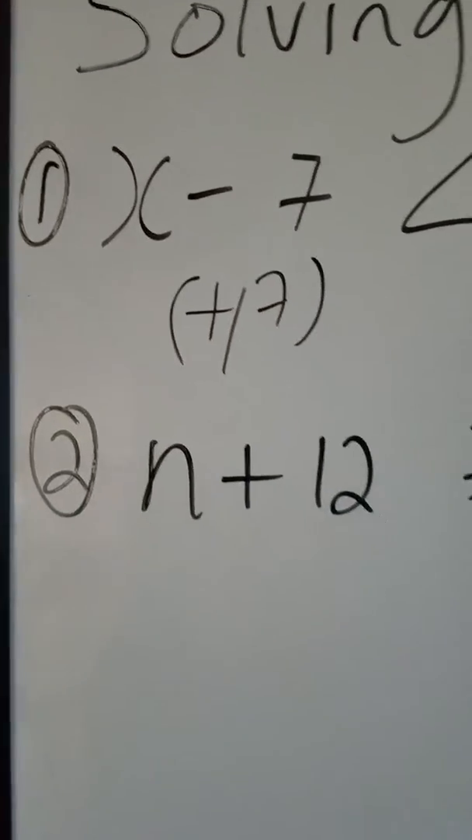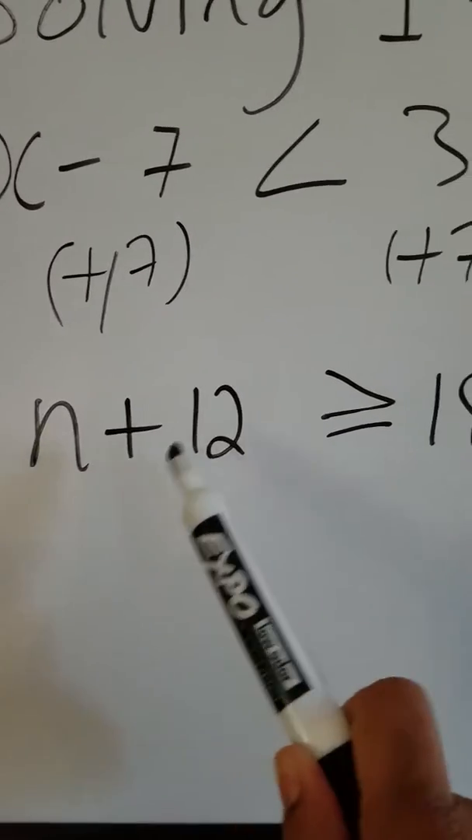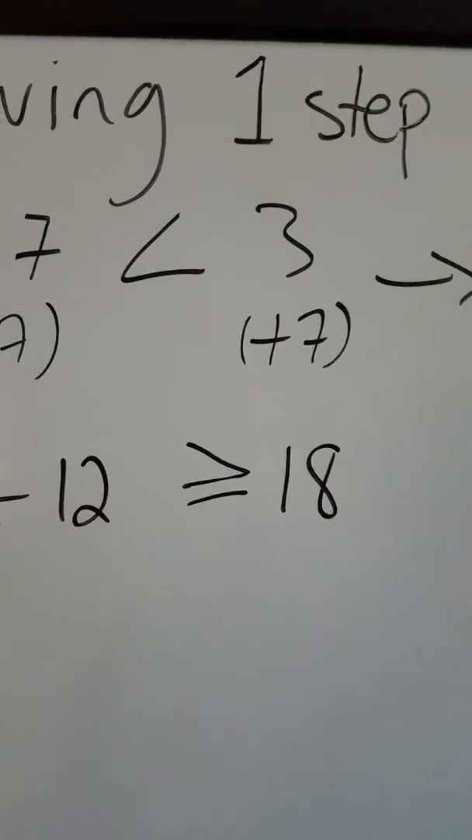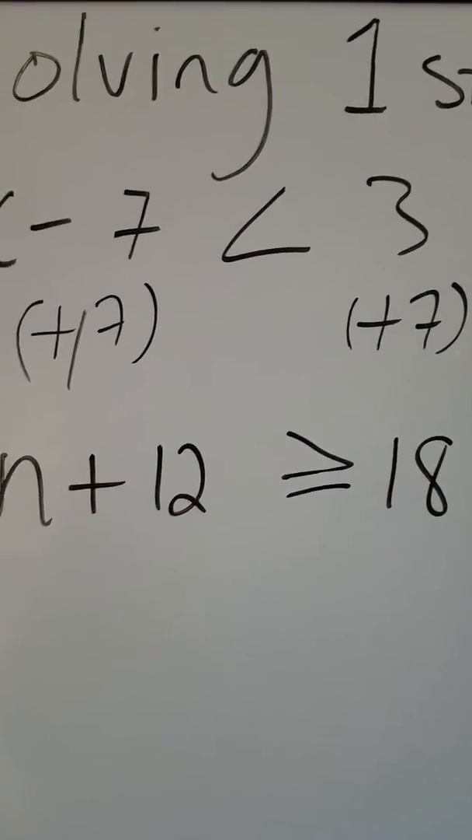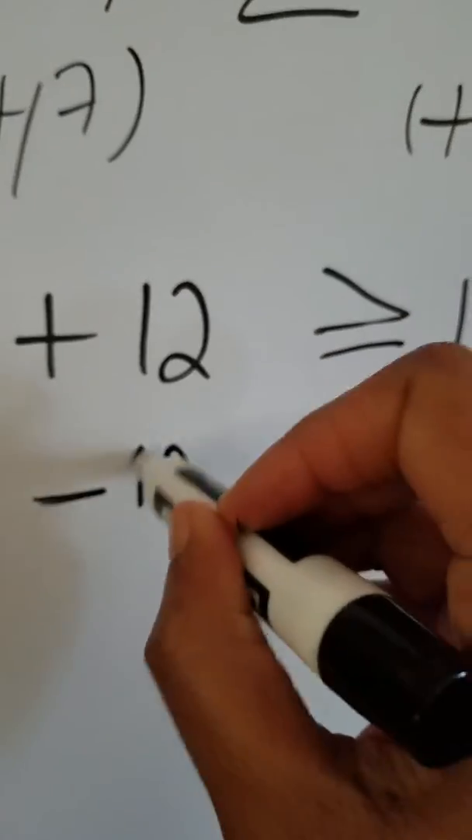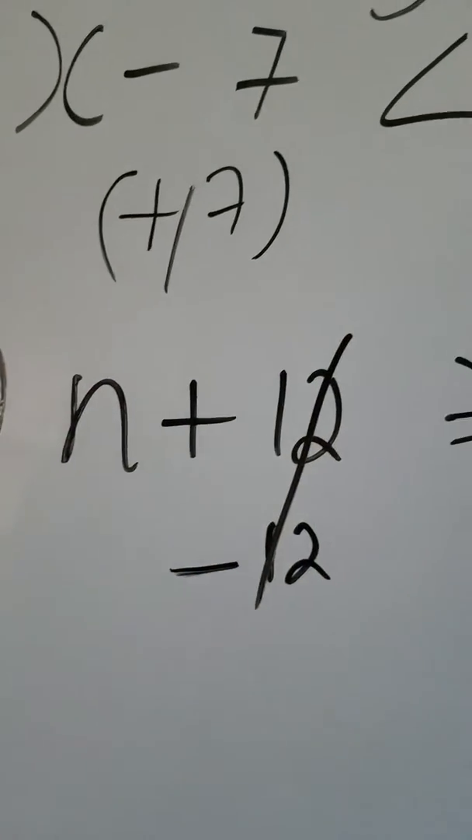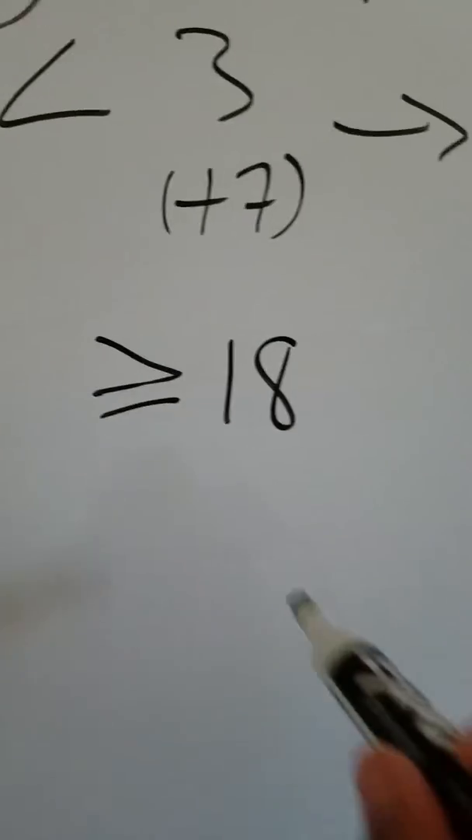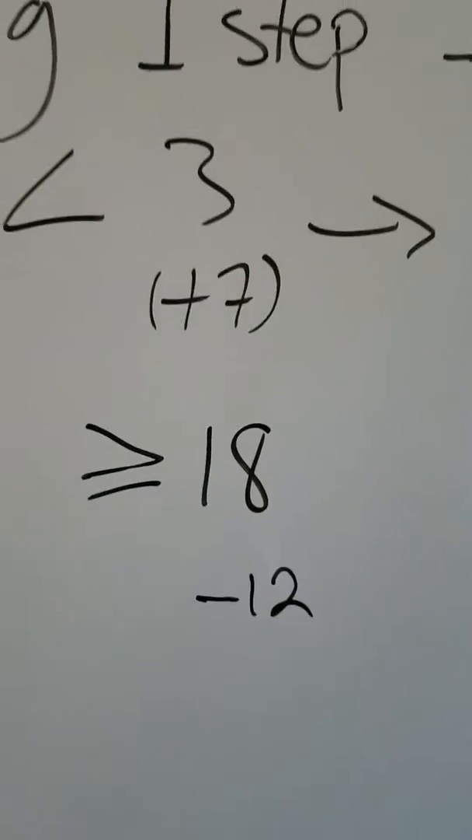Let's try example number 2. We need n plus 12 to be greater than or equal to 18. How do we get n by itself? Well, we need to subtract 12 so that we can cancel out the 12 that's there. But if we subtract 12 from one side, we also need to subtract 12 from the other side.